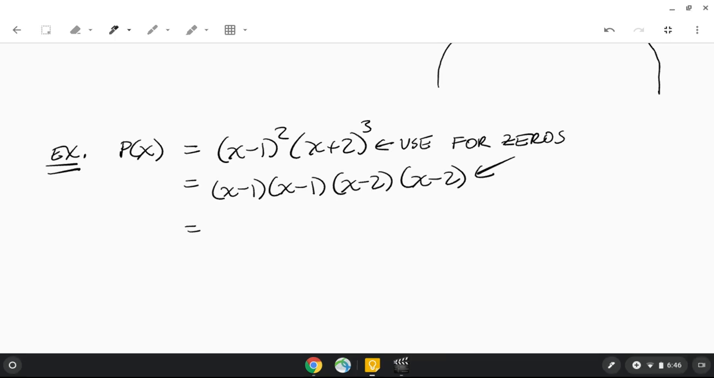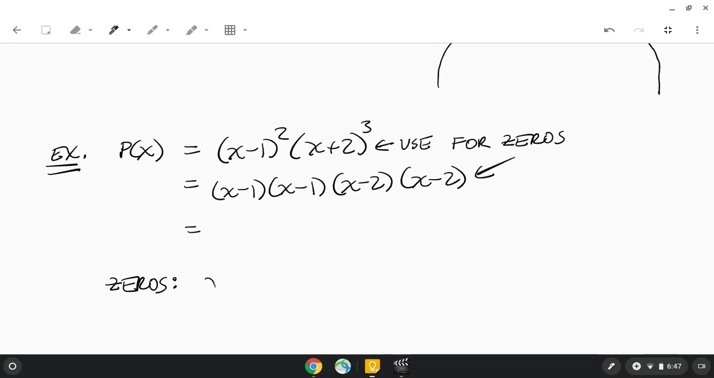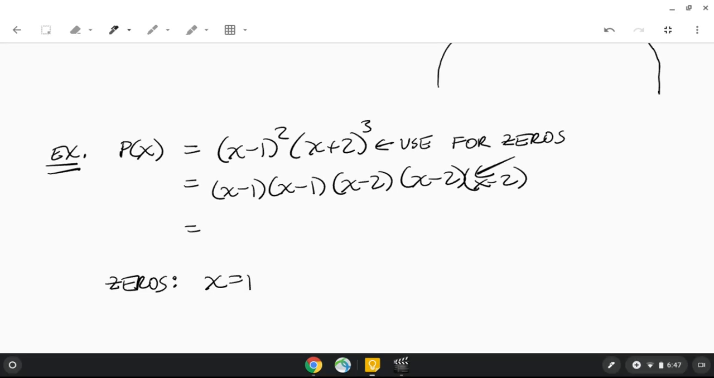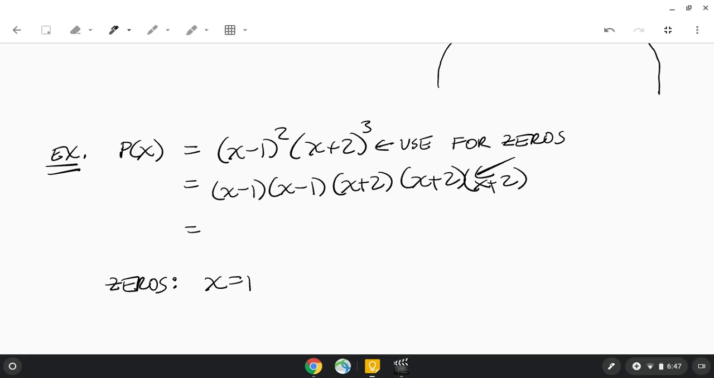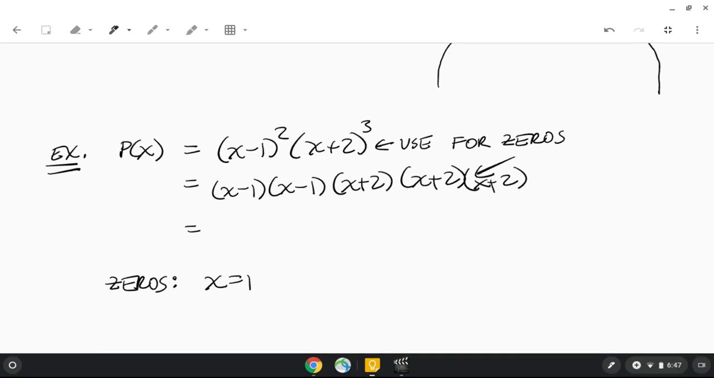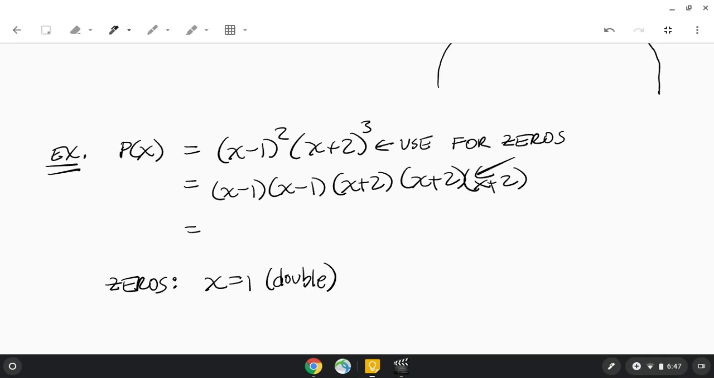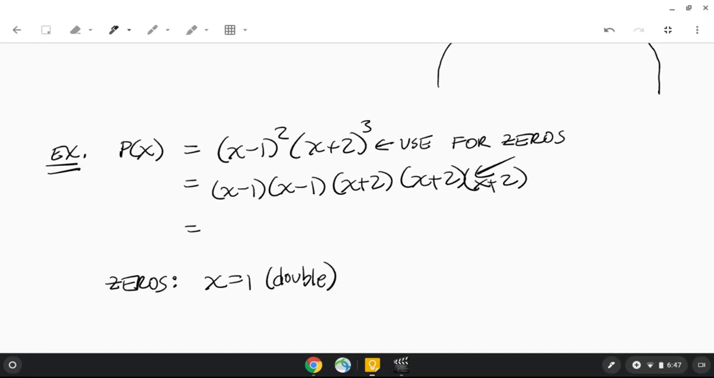Right now, we can tell that our zeros are going to be x equals 1, which is a double zero. I'm missing one of these. And these guys are pluses. Let's fix all of that. Okay, there. Now that's all correct. So x equals 1. This is a double zero. And x equals -2. This one is a triple zero.